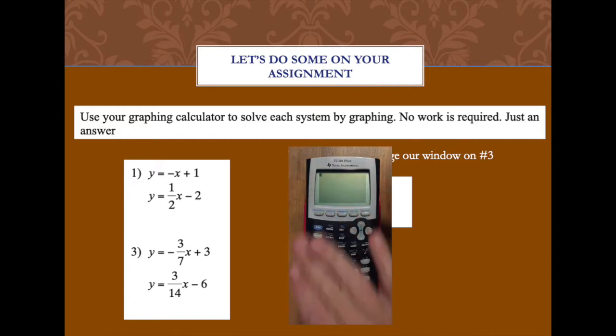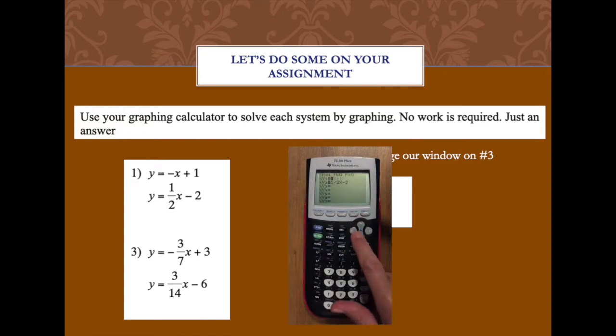We're doing 3. We're going to get into the y equals and clear these out. We're going to graph negative 3 over 7, notice that I used the negative right here, x, and we're going to add 3. We're going to come down to the next one, and we're going to go 3 over 14x. And I'm going to use the minus that's right here, not the negative, but the minus 6. And then we're going to graph this by hitting the graph button right here.